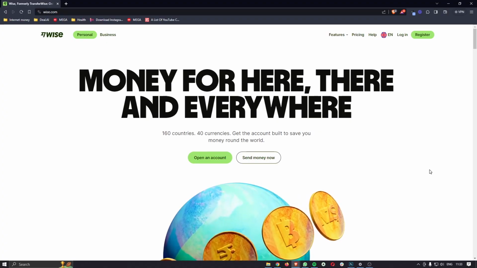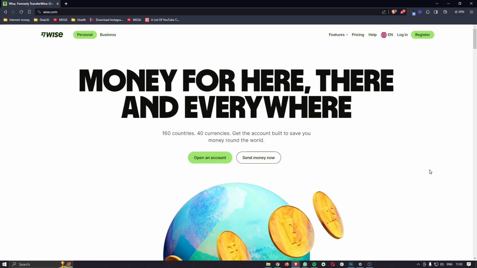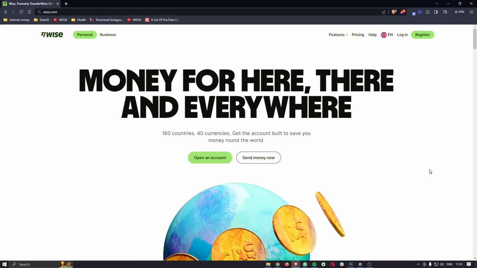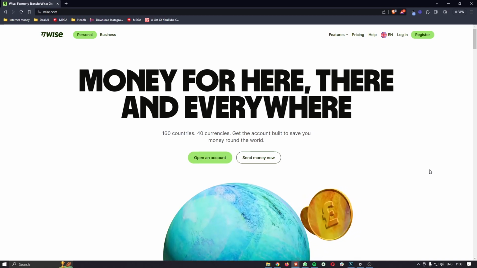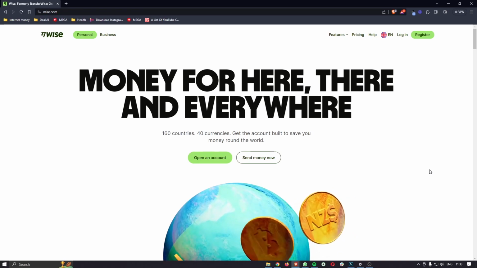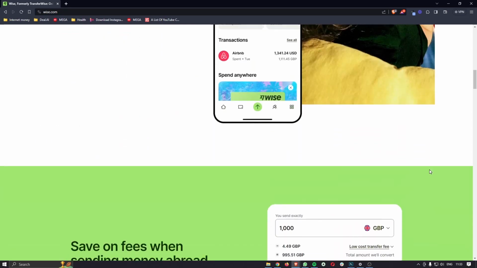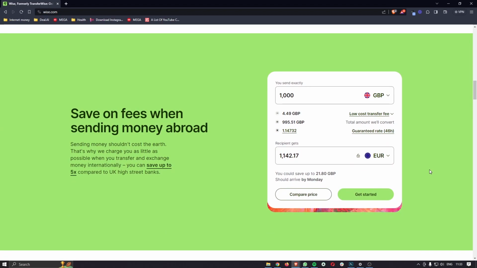If you have never used Wise before, Wise is a multi-currency platform that allows you to open multiple currency accounts in one dashboard. Another major pro of using Wise is the fact that they allow you to send and transfer money for way cheaper than you would get when using a normal bank or a wire transfer or even a third-party platform like PayPal.